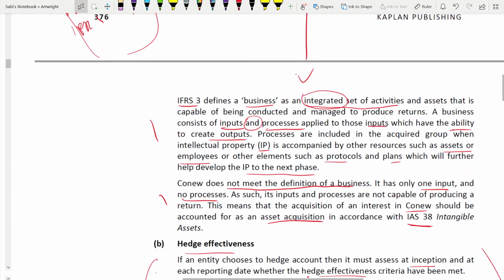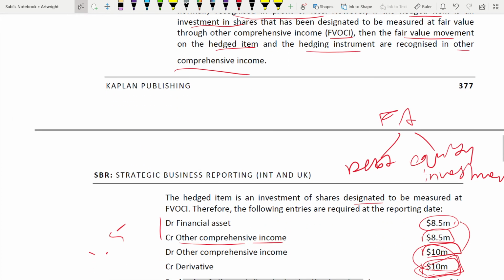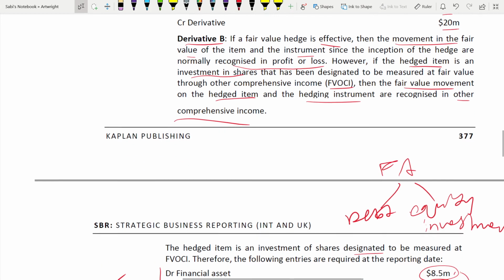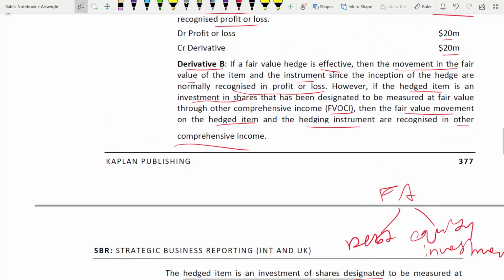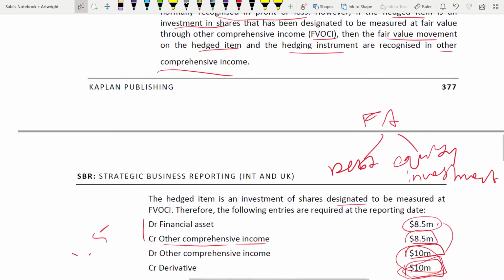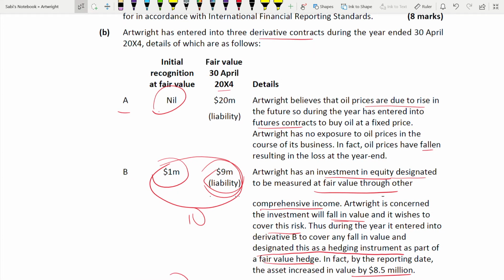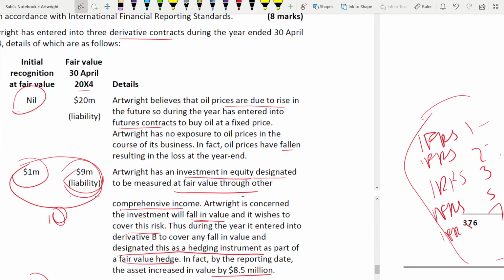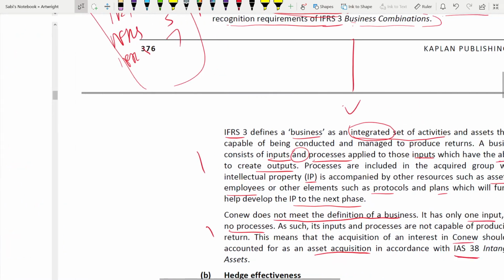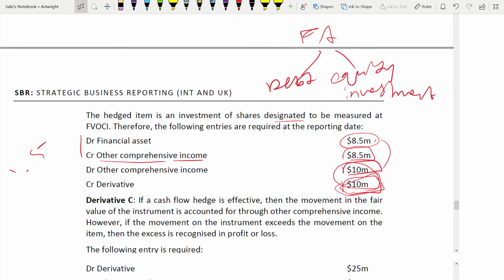Just go to initial recognition for derivative B. Initially, you are going to recognize 1 million, right? So initially, it will be 1. Credit derivative, right? You are going to credit derivative initially 1 and then liability at the year end is 9. So that means 1 plus 9, it will be 10. And from 10, that's why you are crediting derivative 10. And you are debiting your OCI also by 10. It's a loss. You are taking that out.